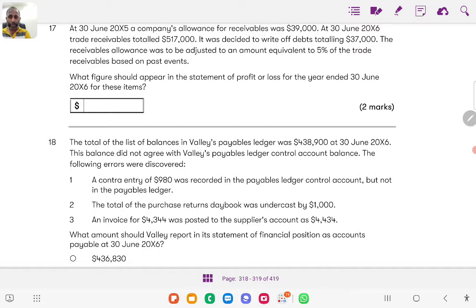In this question, there are two perspectives. One, the irrecoverable debts. Straight away they are saying that it was decided to write off debts totaling 37,000. This is one aspect. The other aspect is the impact related to the changes in the allowances. That is the second aspect. So let's see what we do now.